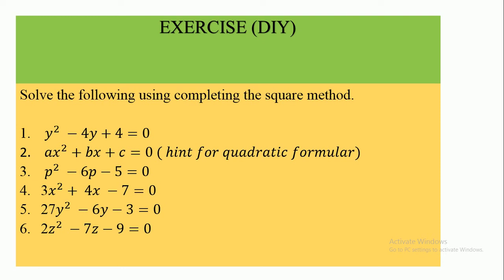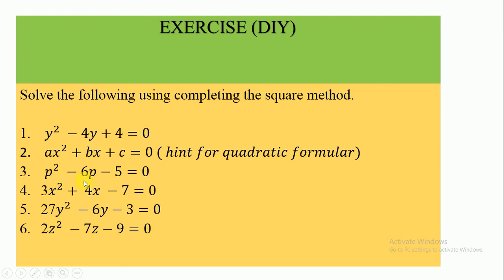So do this on your own. Try to use the completing the square method to find the solution to this quadratic equation, y squared minus 4y plus 4 equals 0. And the second one is ax squared plus bx plus c equals 0. And if you're able to solve this using the completing the square method, I can assure you that you have already worked towards getting the quadratic formula, which will be our discussion in the next video. So the ability to use the completing the square method to solve the standard form of a quadratic equation generates the quadratic formula. So we shall talk more about that in our next video.